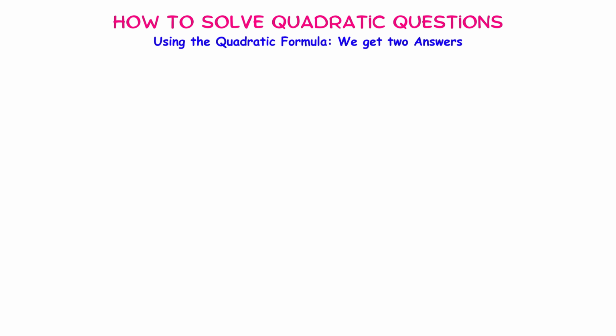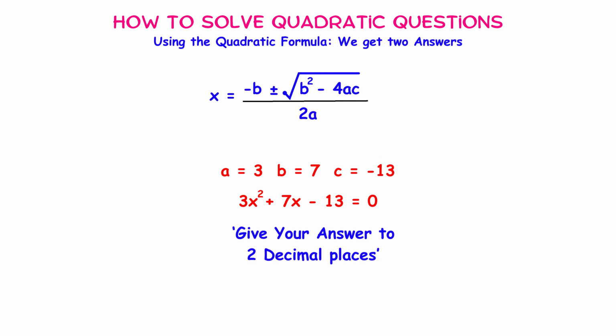In this video, we're going to cover how to solve quadratic equations using the quadratic formula. The letters A, B, and C in this formula refer to the numbers from a quadratic equation. For example, in the equation 3x squared plus 7x minus 13 equals 0, A is 3 because there's a 3 in front of the x squared term, B is 7, and C is negative 13.